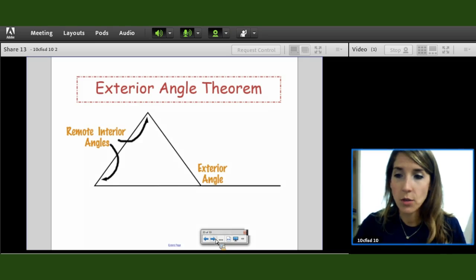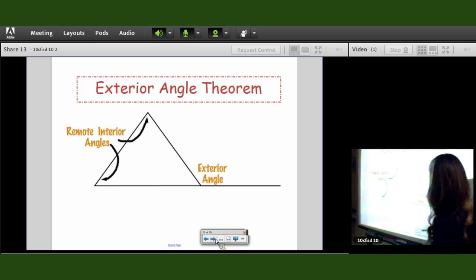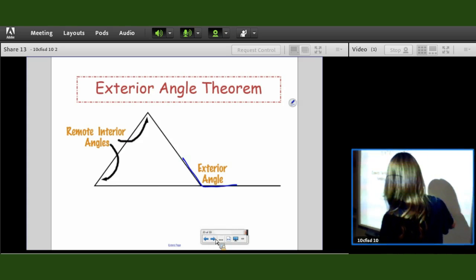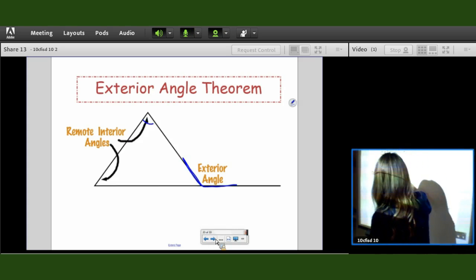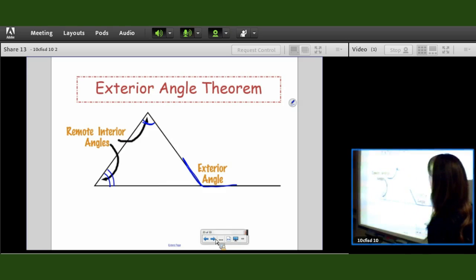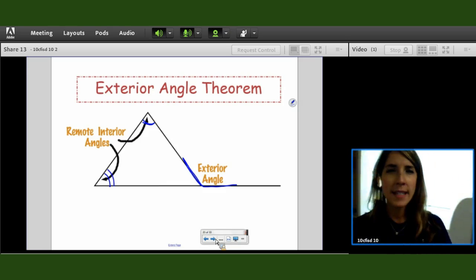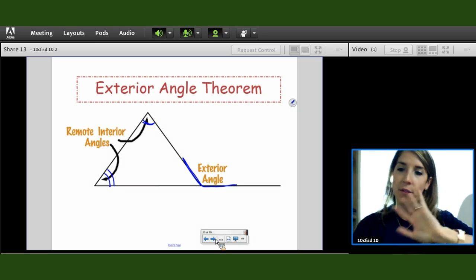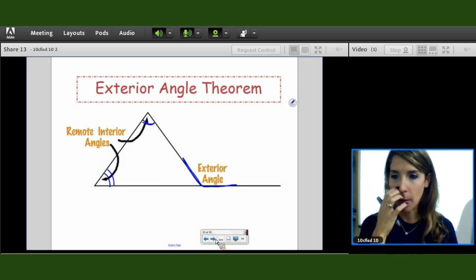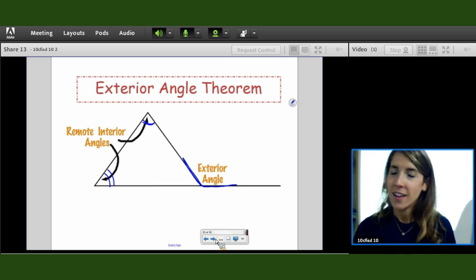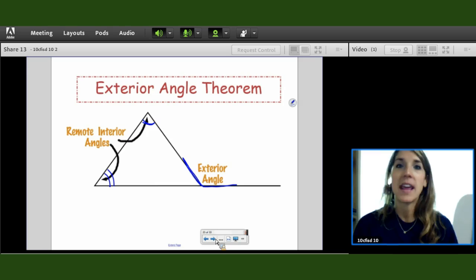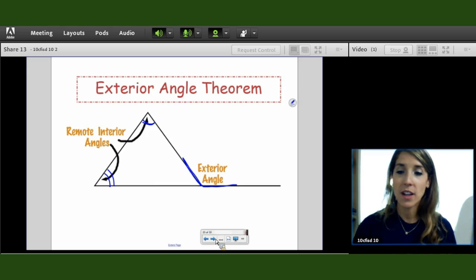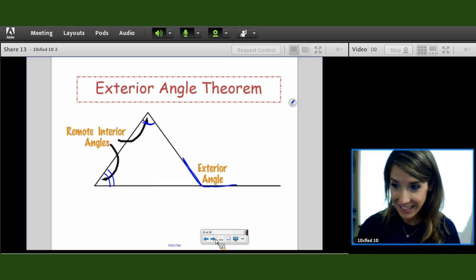So our two angles that are really far away from the angle we're looking at are called the remote interior angles. Remote means far away. Remote means distance. So those two angles are far away from the exterior angle. They're the remote interior angles, like when you're sitting on the couch and you don't want to get up to turn the TV off, you use a remote control. You want to control the TV remotely.